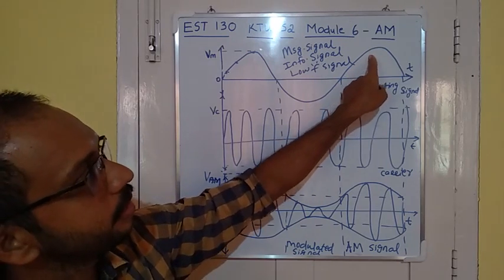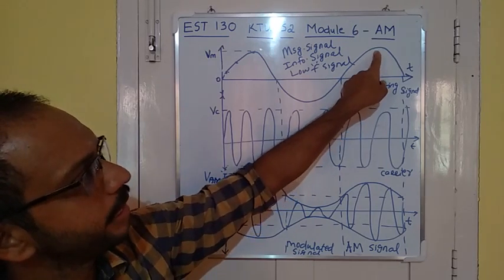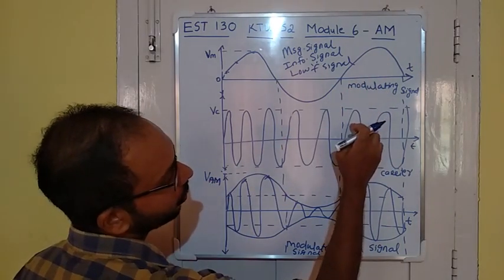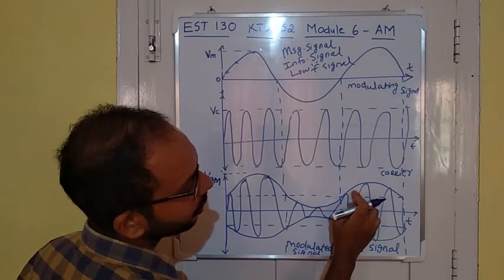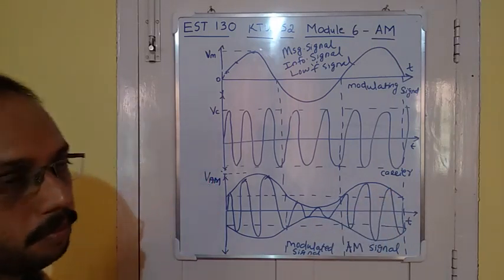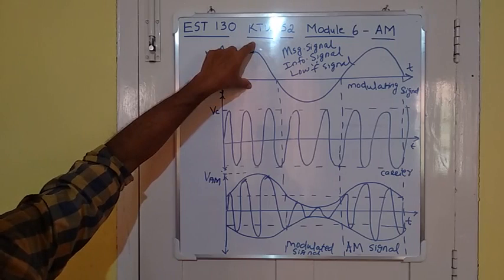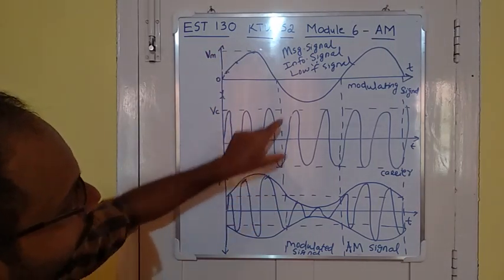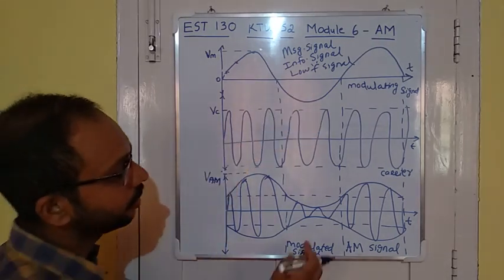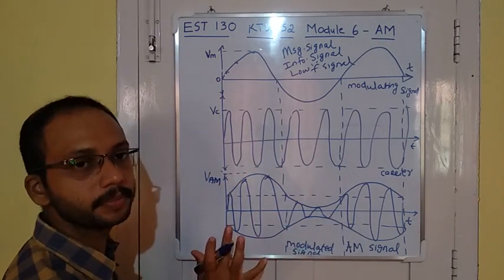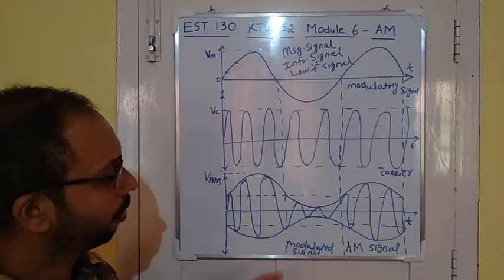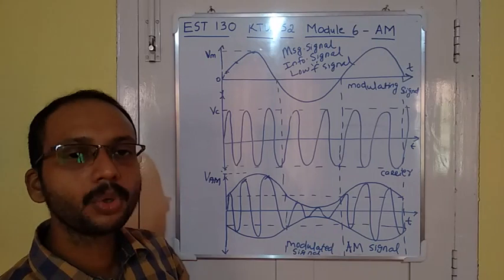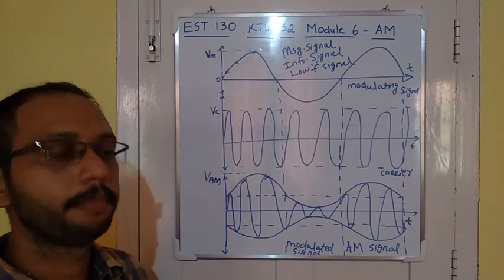In the positive half cycle, the voltage is varying or increasing, so here also the amplitude of the carrier signal is increasing. If you are considering the positive half cycle, the amplitude is increasing. If you are considering the negative half cycle, the amplitude is decreasing. So this shape of the AM signal is represented like this. This shape is also called an envelope.